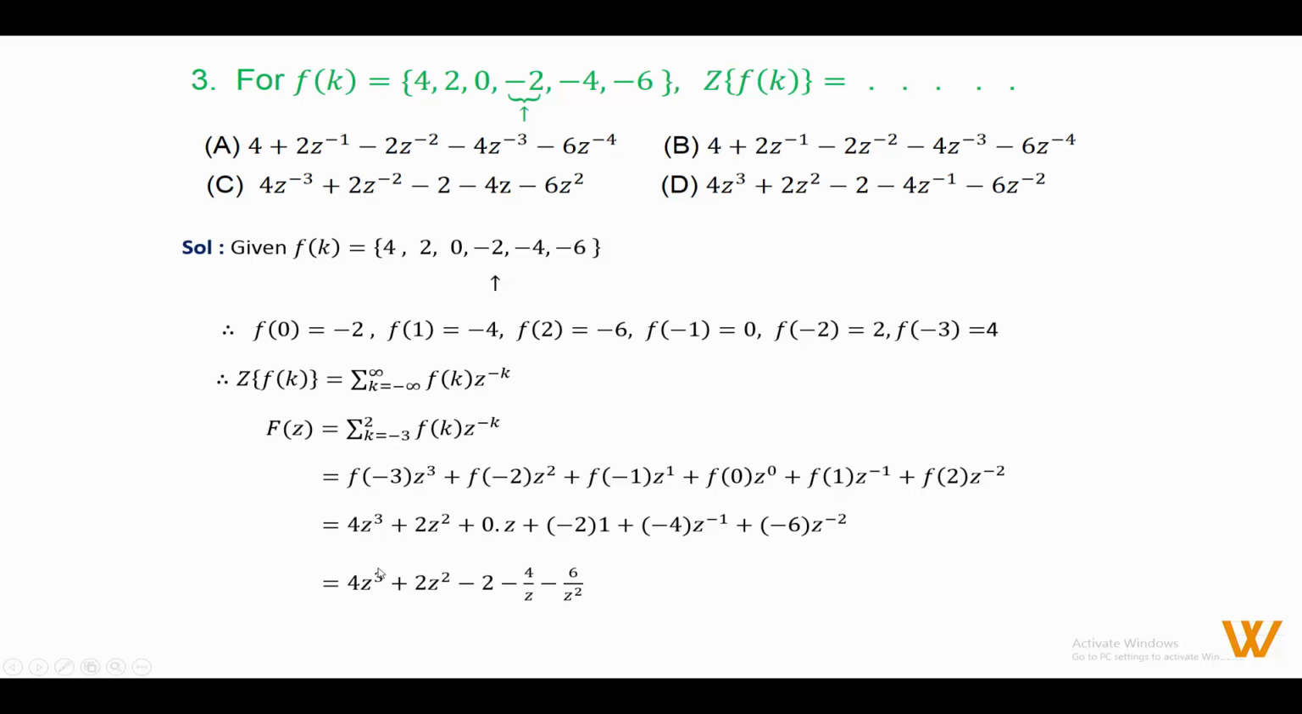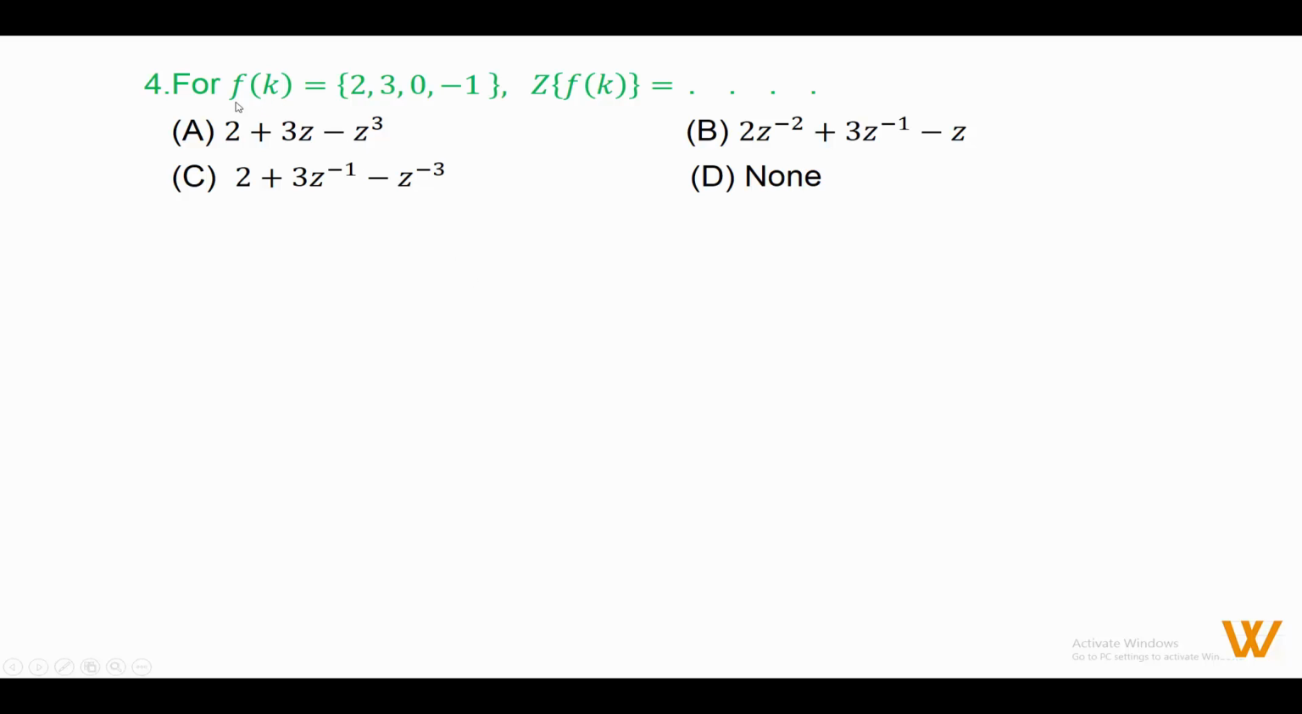So we get 4z cube plus 2z square minus 2 minus 4 upon z and minus 6 upon z square. So the answer is option D: 4z cube plus 2z square minus 2 minus 4z raised to minus 1 minus 6z raised to minus 2.